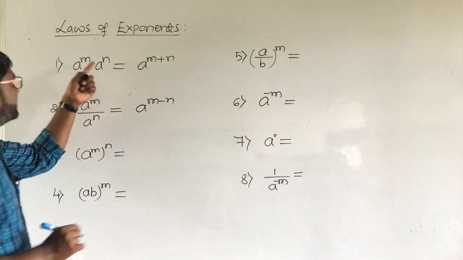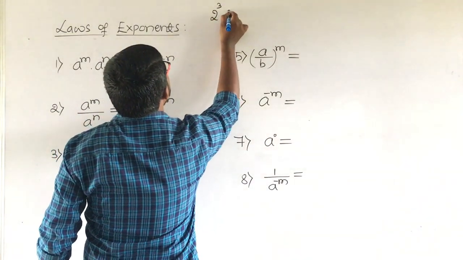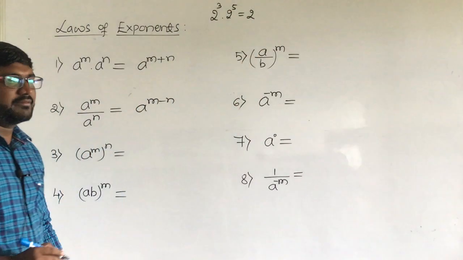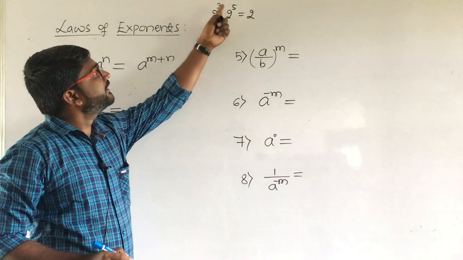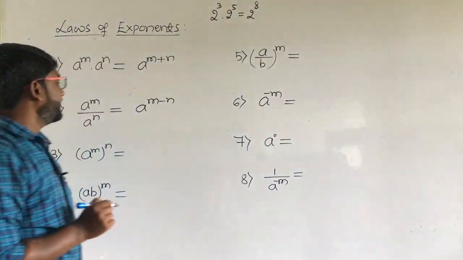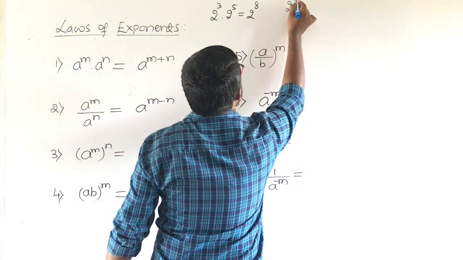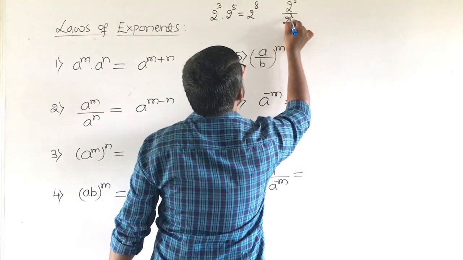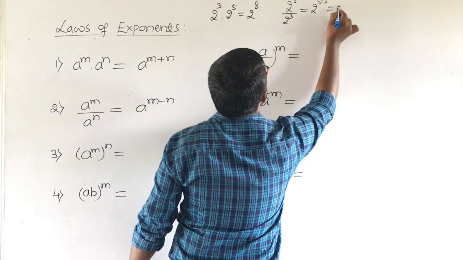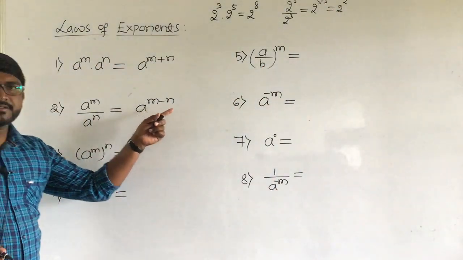So an example for this: 2 raised to 3 into 2 raised to 5. This can be written as 2 to the power, you have the same base, add these two now, 3 plus 5, it is 8. And then the example for this: 2 raised to 5 divided by 2 raised to 3 can be written as 2 raised to 5 minus 3, which is equal to 2 raised to 2. So here it becomes m minus n.